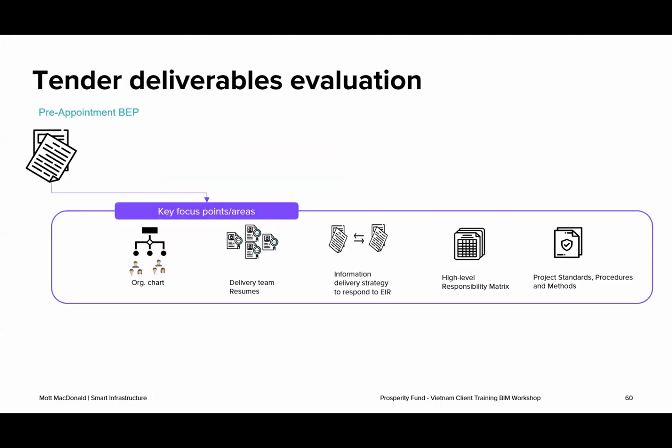Okay, so for today, these are the bits that we're going to focus in on, and these are the key elements of the execution plan that the project manager who's evaluating it needs to look at and consider. So that will cover the delivery team, and then the information delivery strategy and the standards, methods and procedures.